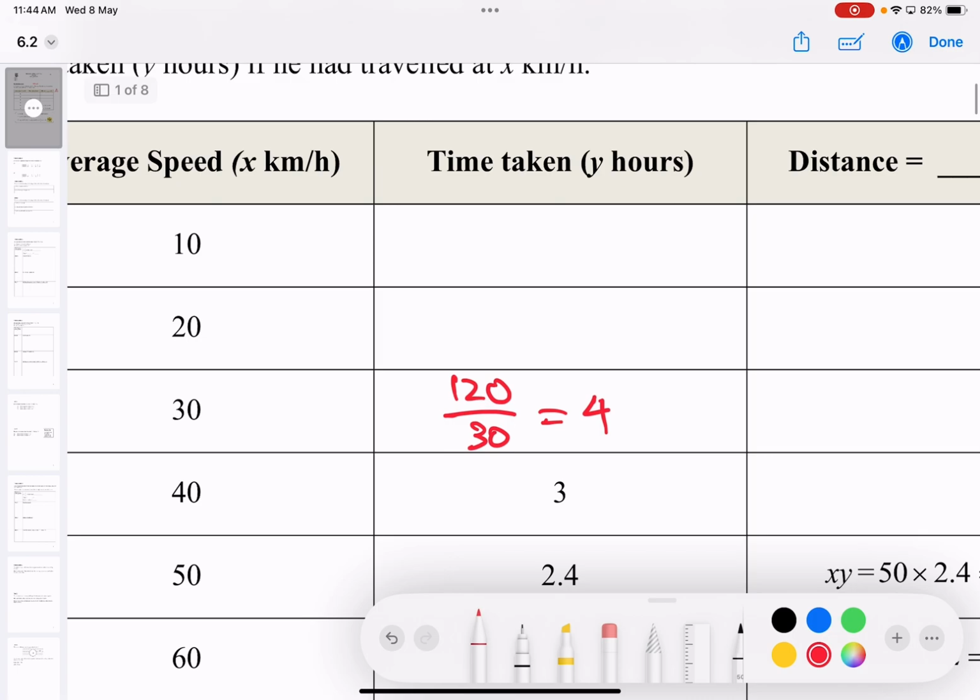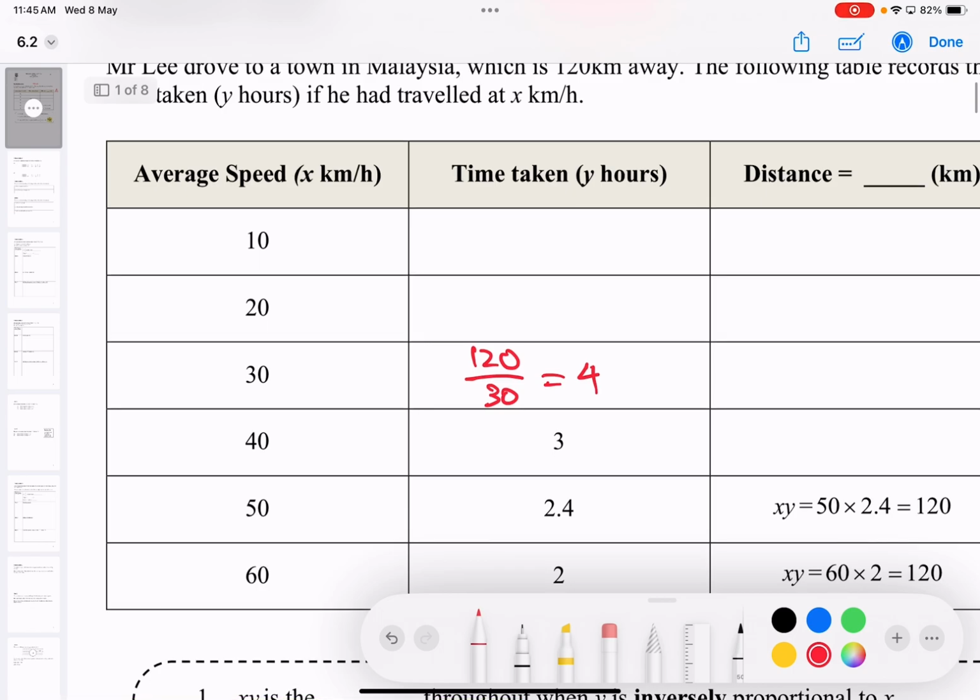Can you fill up the other 2 by yourself? I repeat again, is the distance fixed? It is, right? The distance is 120. The distance from Singapore to the town in Malaysia is 120 km. So it is fixed. So what is the time taken if my speed changes? If my average speed changes, what is my time going to take? How much time do I need to take?